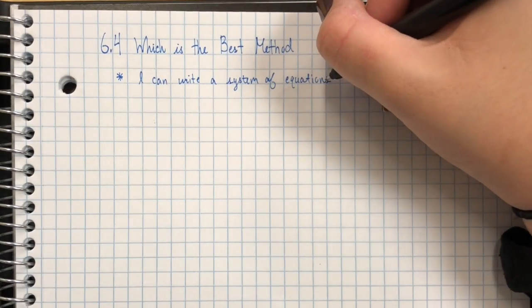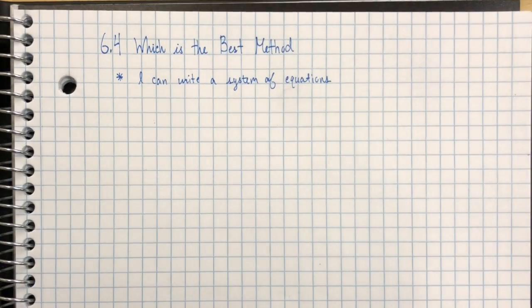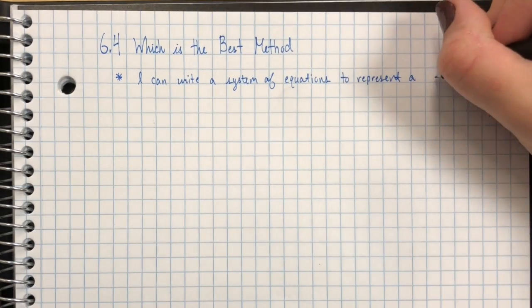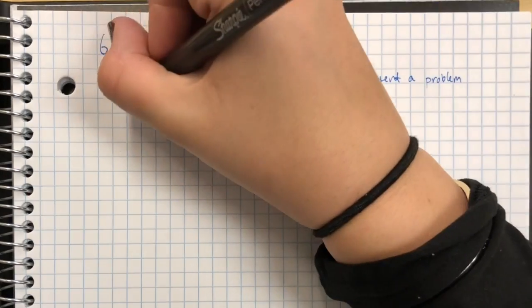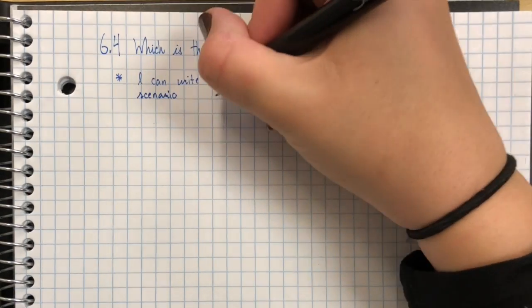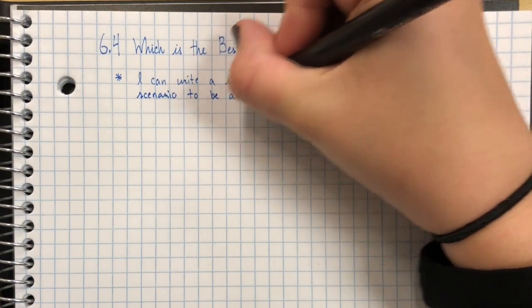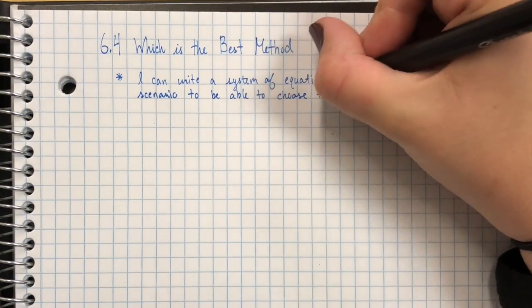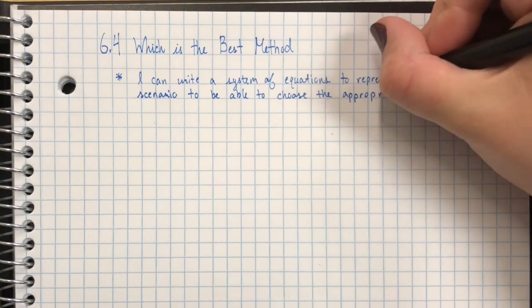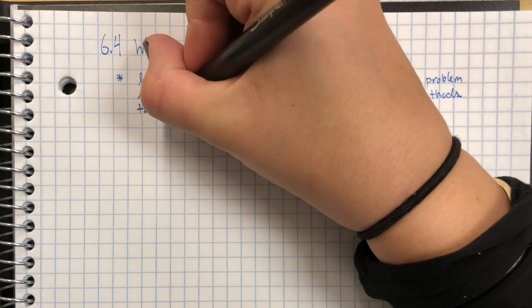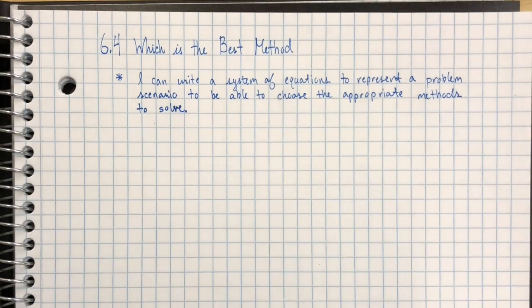So our target says I can write a system of equations to represent a problem scenario to be able to choose the appropriate methods to solve. So what we're going to do is look at one system of equations, and we're going to solve it two different ways, and we're going to kind of look at the similarities and differences.